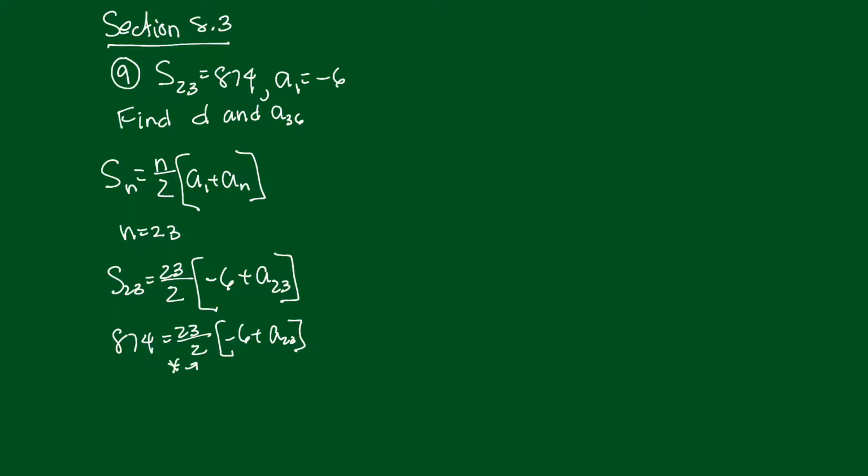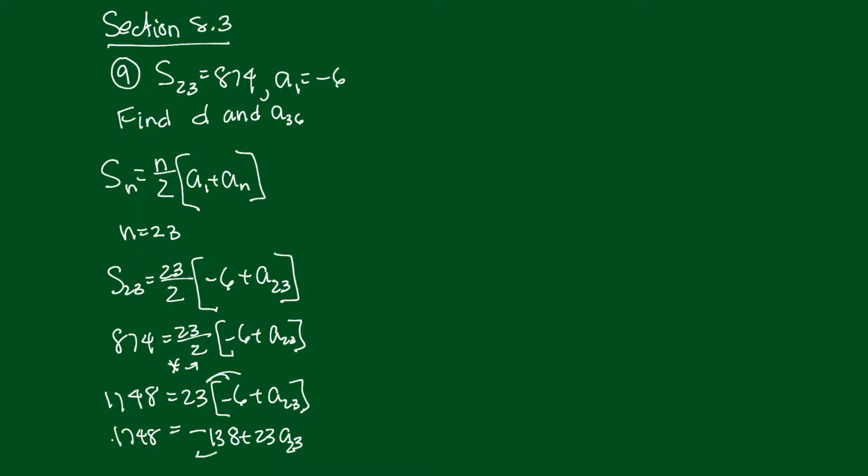All right, so 874 times 2, well, 2 times 4 is 8. 2 times 7 is 14. Carry that 1. 8 times 2 is 16. I'll get 1748 is equal to 23 times negative 6 plus a sub 23. Oh, what do you know here? Why don't we just multiply through? So we will get, all right, positive times negative, let's see, 1748. Negative, now 6 times 3 is 18. 6 times 2 is 12. 138 plus 23 a sub 23.